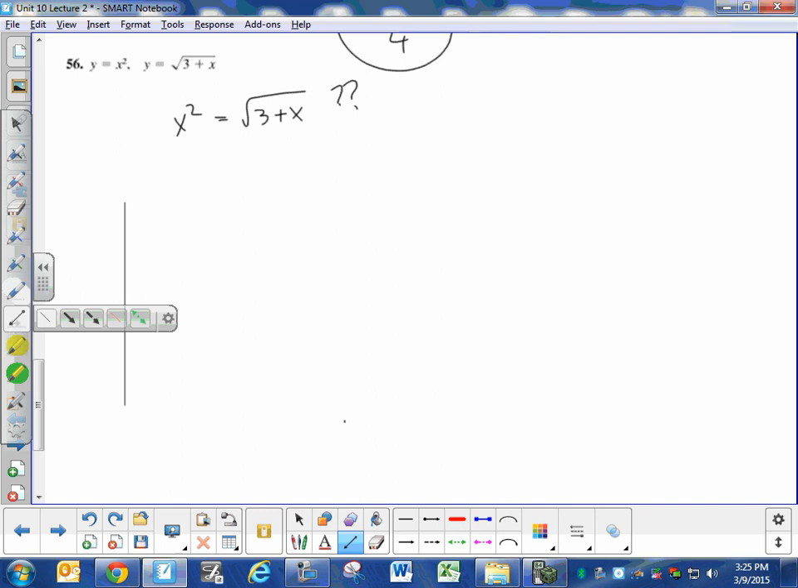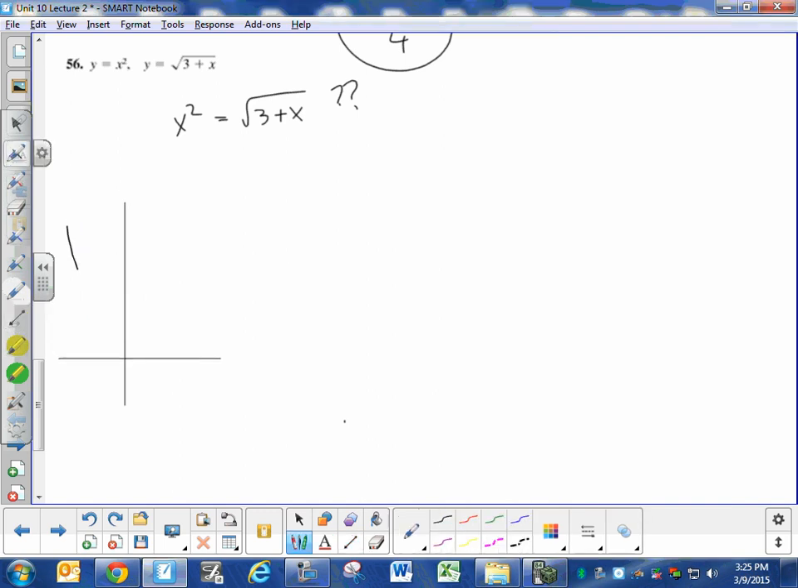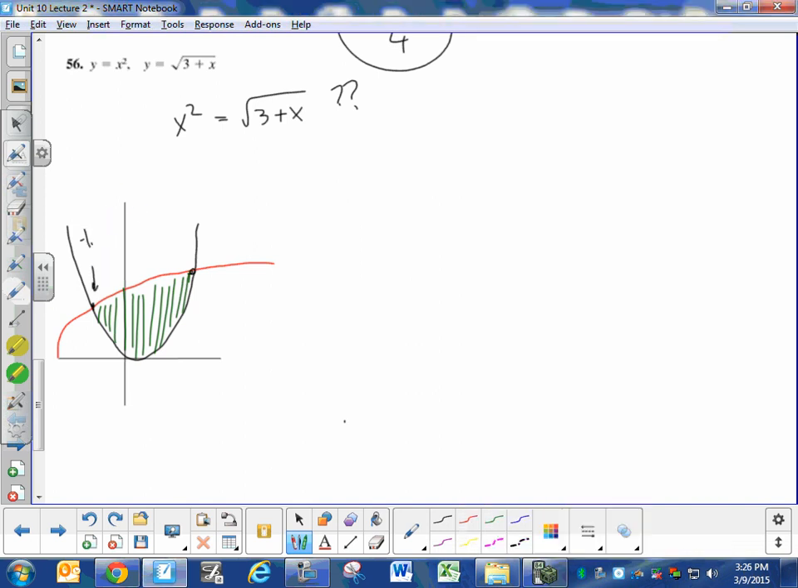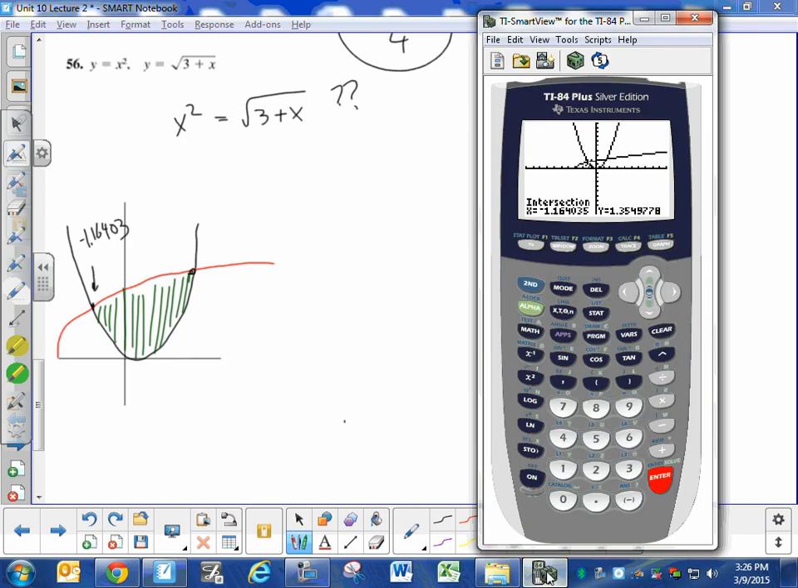So it looks to be something where, and it should make sense, we have this area right here. But the question is, what are the bounds? Where is this point? Where is this point? Well, in your calculator, you can find those intersections, second calc, intersect. We find the first one is at negative 1.164403. We don't round until we get our answer. And then the other one is going to be at 1.452629.